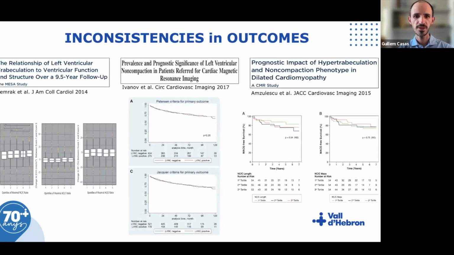On one hand, we have some series which suggest this is a benign entity with favorable outcomes, saying that the degree of hypertrabeculation is not associated with long-term changes in LV dimensions or ejection fraction. It doesn't seem to be associated with cardiovascular events, and fulfillment of non-compaction criteria on top of a dilated cardiomyopathy phenotype does not seem to confer a worse prognosis.